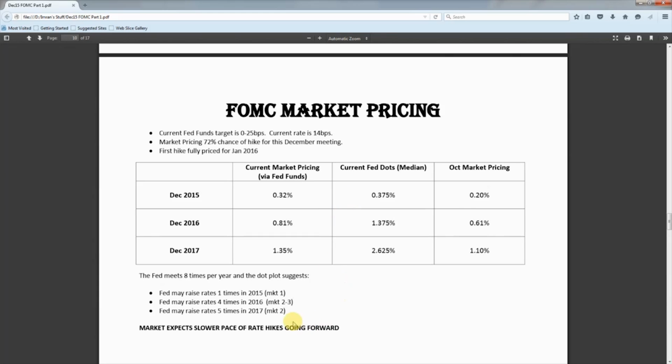So essentially, what we're seeing in terms of market pricing is the rate hike is priced, but the market expects a slower pace of rate hikes going forward than the current Fed dots would imply. Obviously, we're getting new Fed dots. These Fed dots are from September, so likely to change.